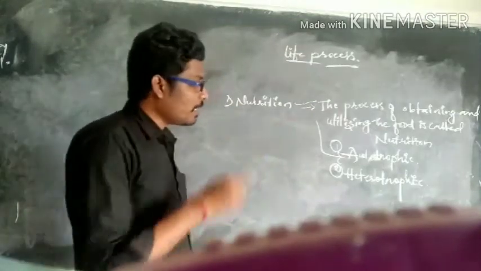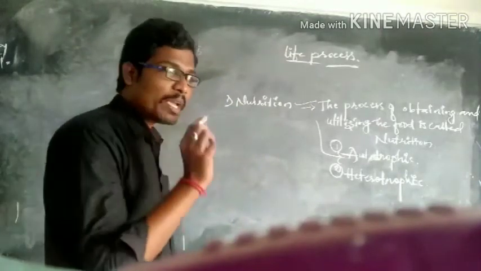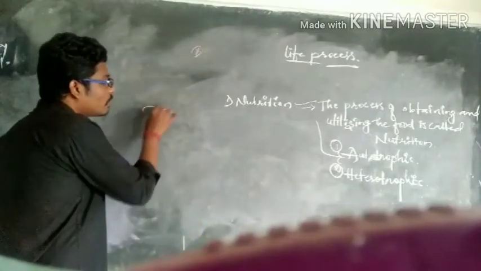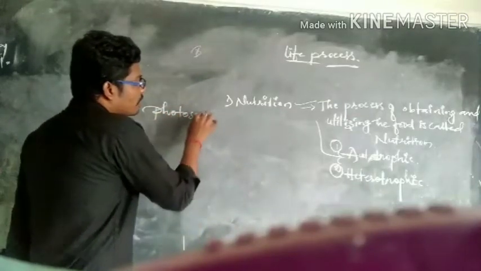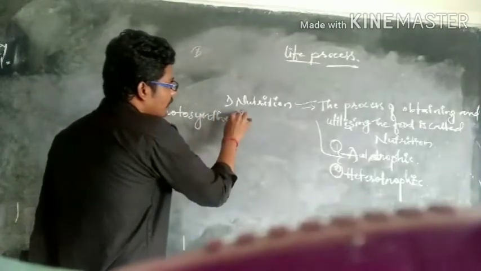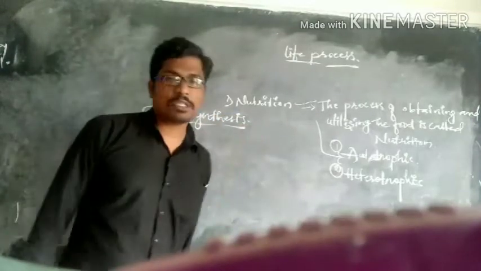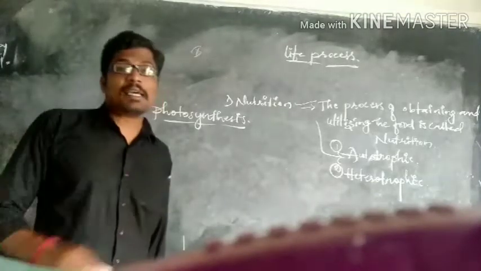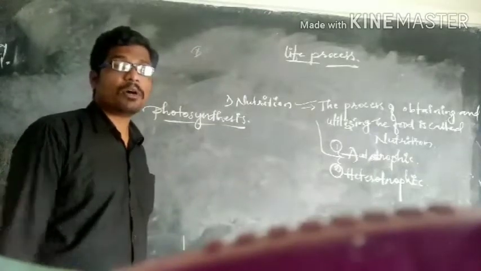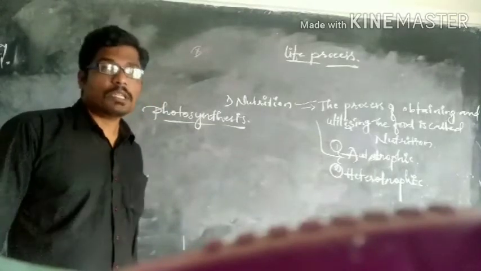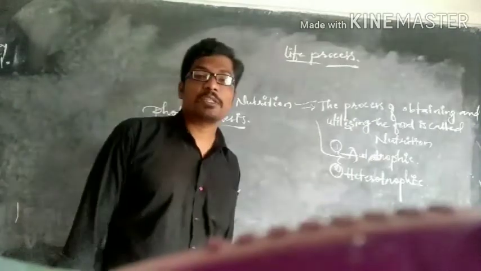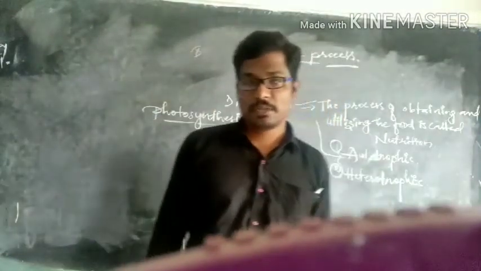The nutrition in autotrophic nutrition takes place due to one main process called photosynthesis. If you have already studied photosynthesis, the synthesization of the food with the help of CO2, H2O, and in the presence of sunlight is called photosynthesis. So there is one chemical equation.